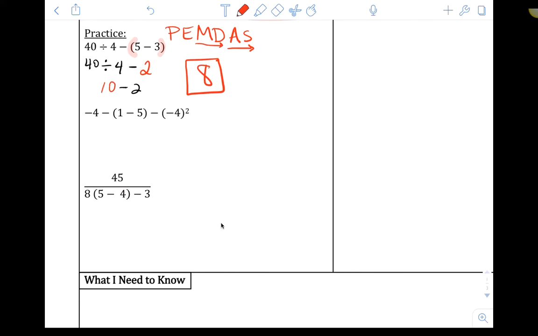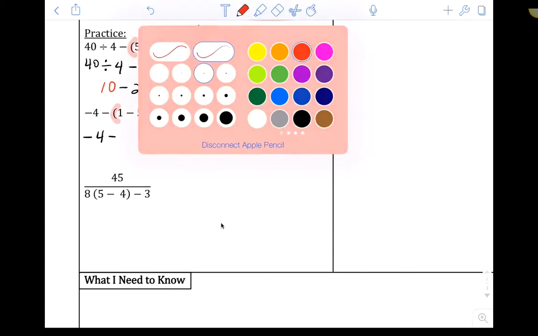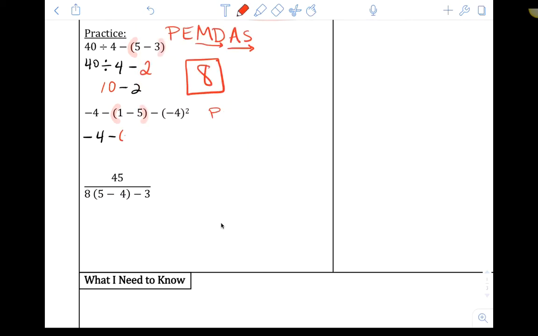Our next problem, again, I'm going to do anything that has to do with parentheses. So right here, this is my first step. I'm going to take care of 1 minus 5. I'm going to say negative 4 minus, and in this case, it's going to be negative 4. Then I'll go ahead and say minus negative 4 squared.